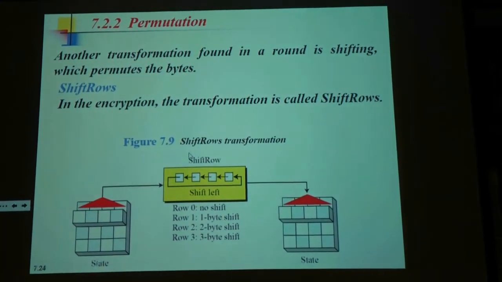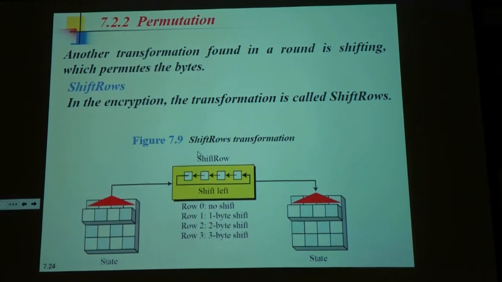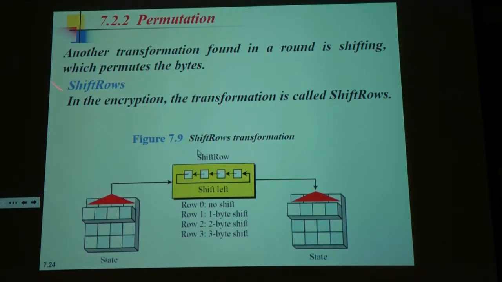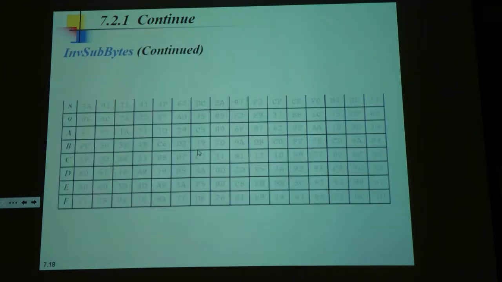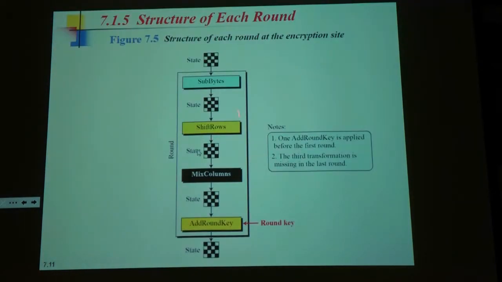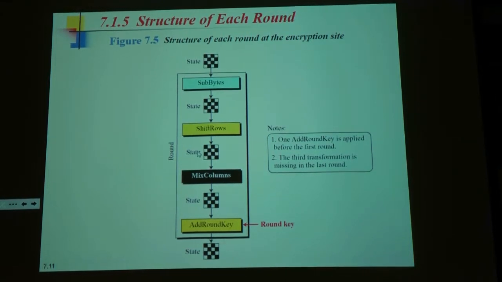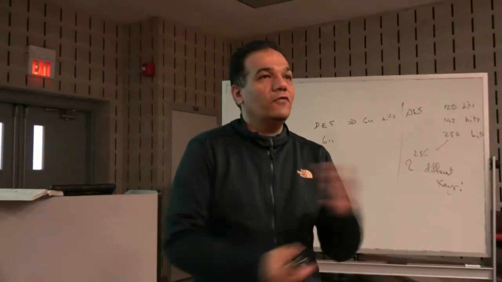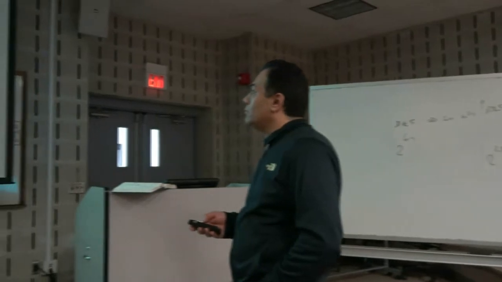Then number 2, permutation. Another transformation found in shifting, which permutes the bytes. So we need to permute the bytes. Sorry, I keep going back and forth. I want to make sure you are following. I'm talking now about shift rows. From the name, what are we doing in here? Shifting rows. In the first one, what did we do with the bytes? We changed them. In here, we're shifting rows.